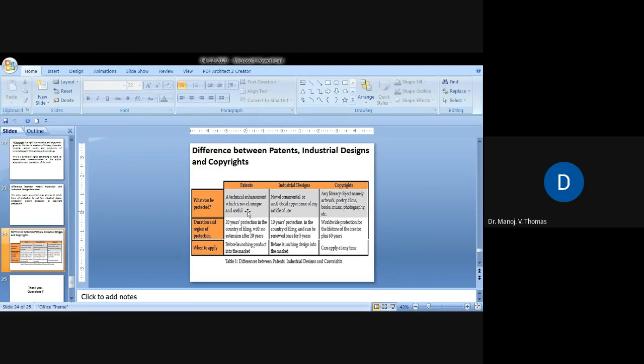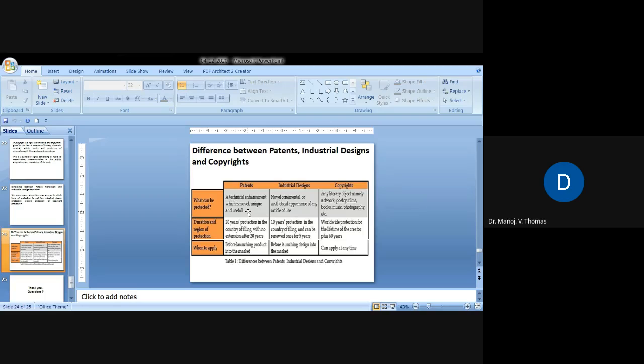Industrial designs: novel, ornamental, or aesthetic appearance of any article of use, any object, any shape, any design, any looks, any outside appearance, that belongs to the industrial design. Design of a bottle, design of a mobile phone, a design of a cake, of a car, design of a dress, design of any item which we use, a mouse, keyboard. Those things you can protect under industrial design. Underlying technology you can protect through patent.